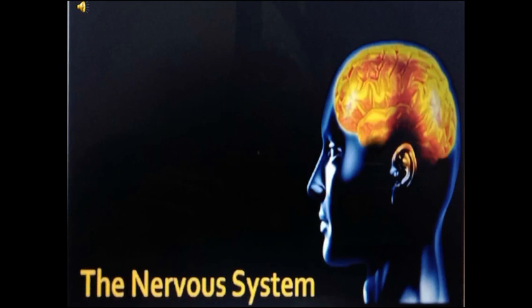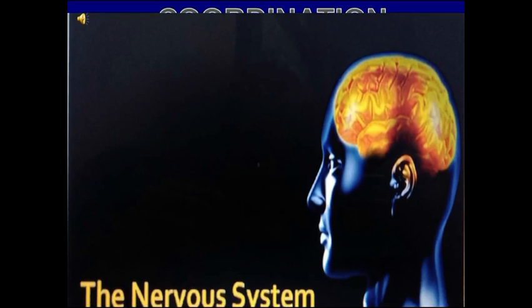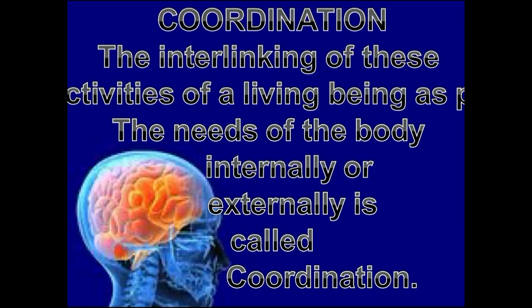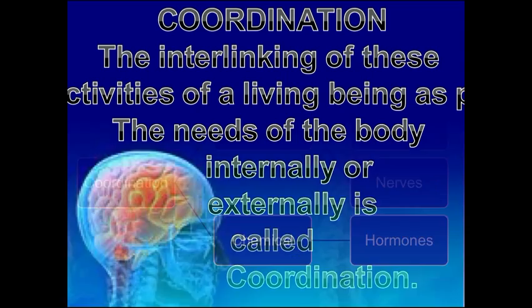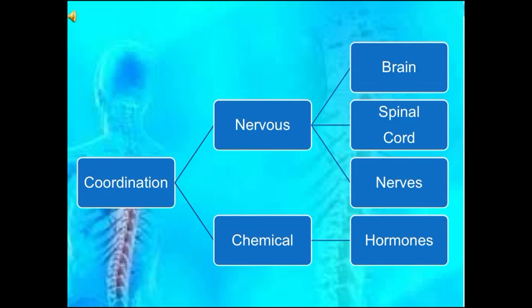Everyone, today we will learn about the nervous system. Nervous coordination. This coordination is brought about by the nervous system. It consists of the brain, spinal cord, nerves and the sense organs.